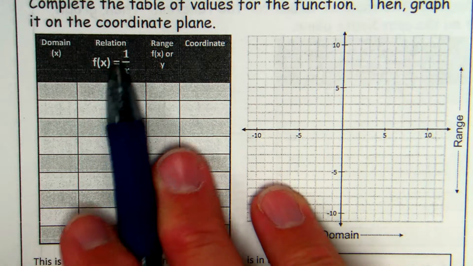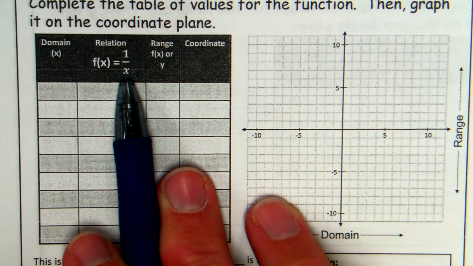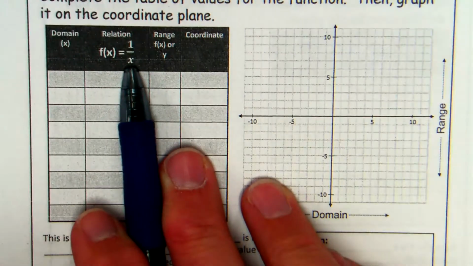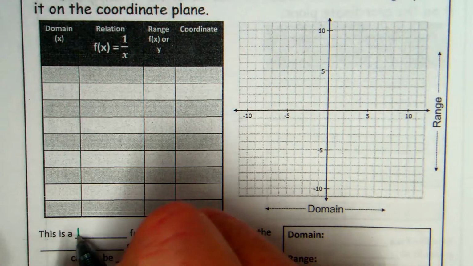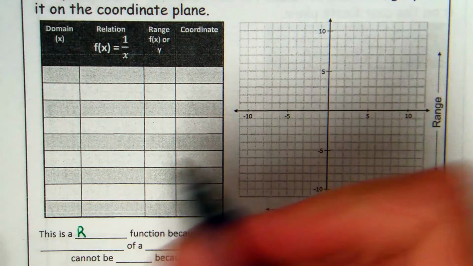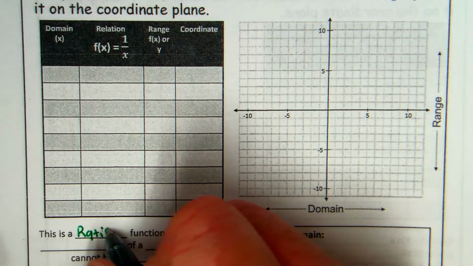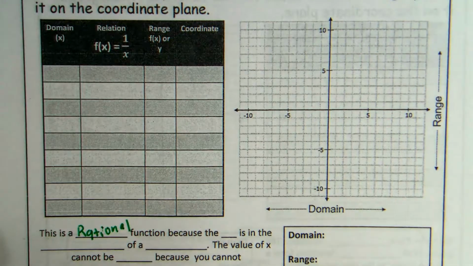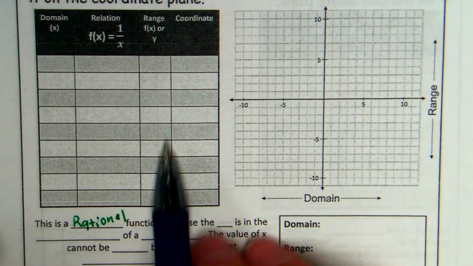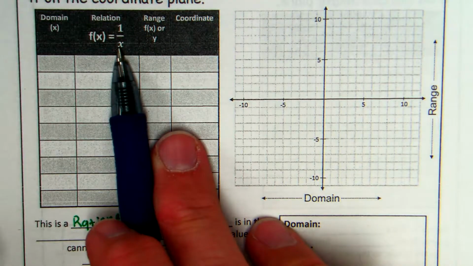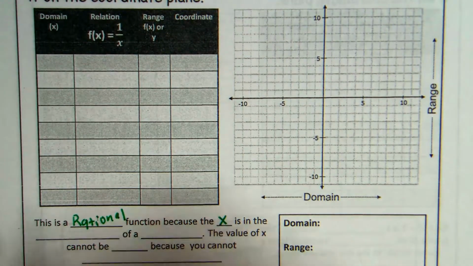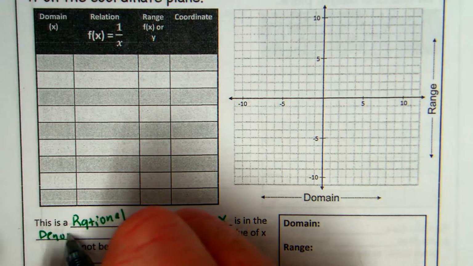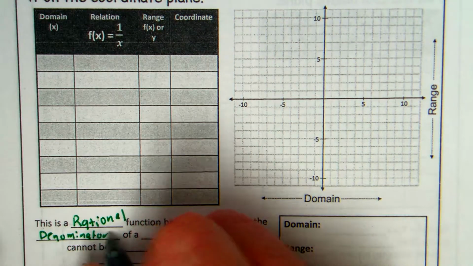F of x equals 1 over x. Notice that the x is in the denominator of a fraction this time. That's the reason we call this a rational function. Remember, rational numbers are numbers that can be written as fractions. Because this x is in the denominator of a fraction, we call this a rational function.